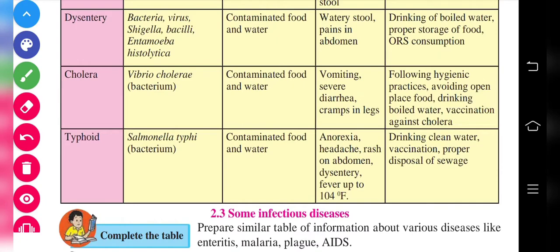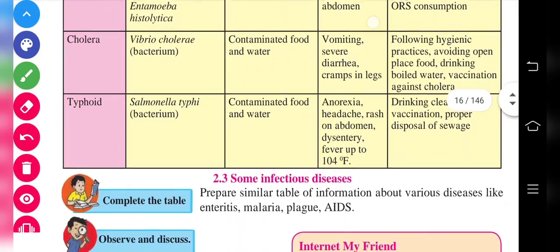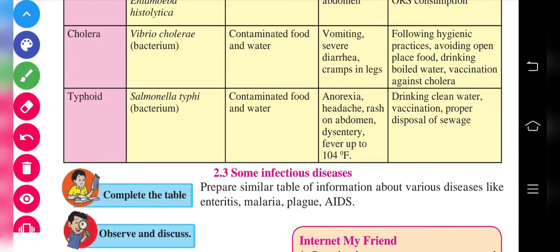Drinking clean water, vaccination, and proper disposal of sewage are the prevention and treatment of the disease. These are the main diseases caused by it. But nowadays one more major disease is corona. So you can write the name of the disease, corona, in your notebook.